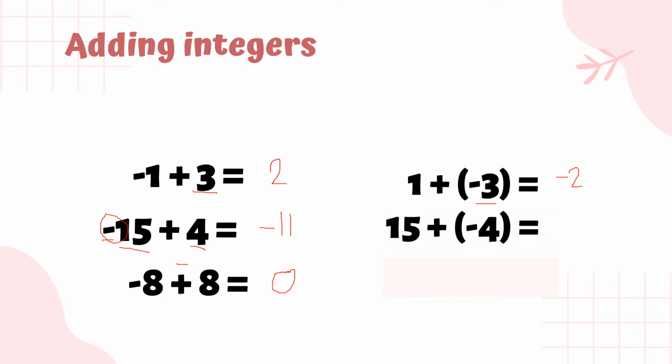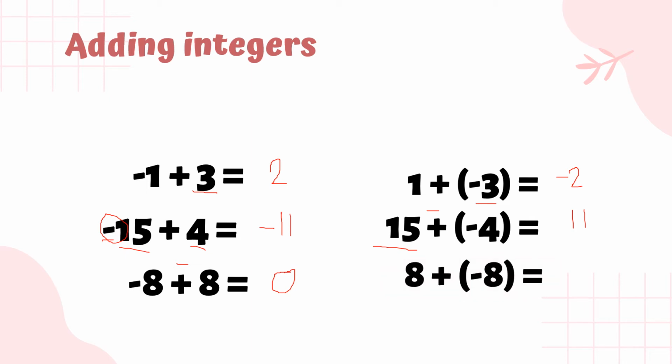Another one, 15 plus -4. So, we proceed to subtraction because they have different signs. 15 minus 4 is 11. Mas mataas si 15 kay 4. So, positive po si 15. That's why the result is positive.